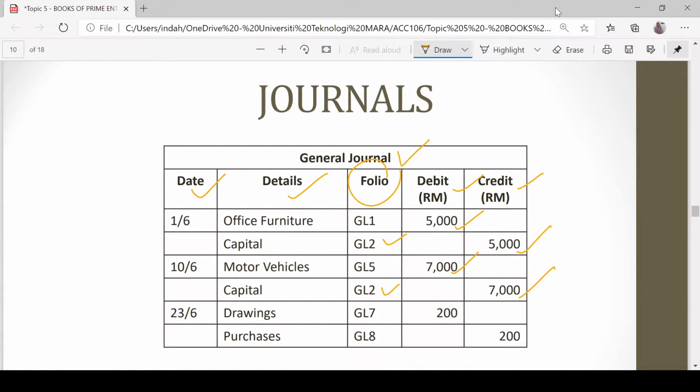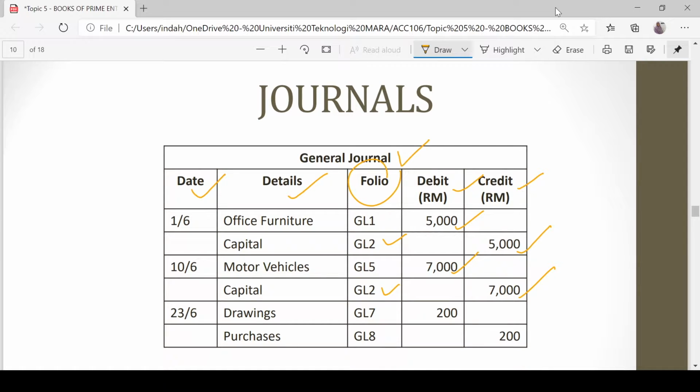And then drawings, where Puan Laila took goods. This is a decrease in equity, so we debit, but which equity account is to be debited? Drawings. So debit drawings 200, credit purchases 200. Again, the GL number here, 7, 8, is the code for the ledger. I assign this code depending on the number of ledgers that I have prepared.